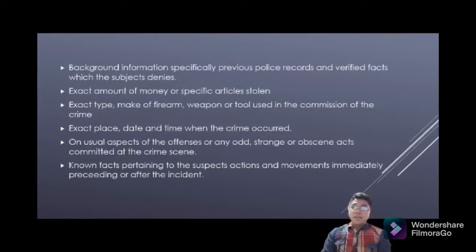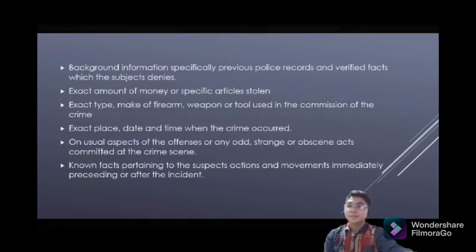Next is the exact place, date, and time where the crime occurred. So that is also information that needs to be gathered and given to the polygraph examiner. Next, the unusual aspects of the offenses or any strange or obscene acts committed at the crime scene. Known facts pertaining to the subject and actions and movement immediately preceding or after the incident.